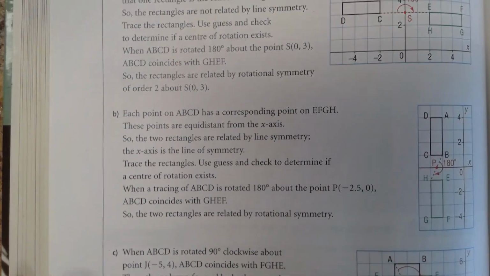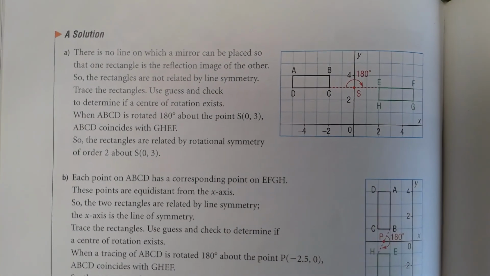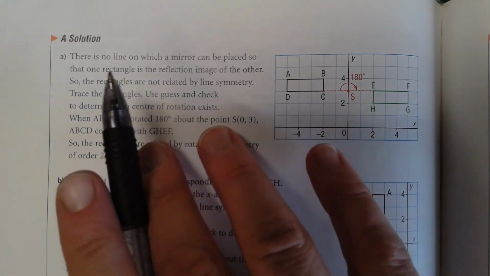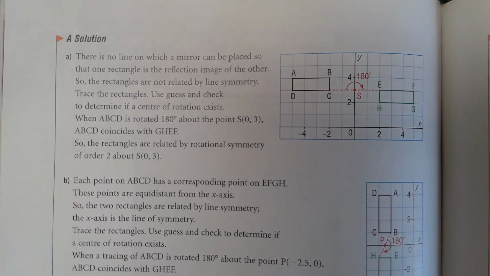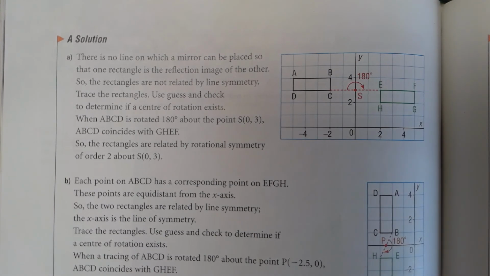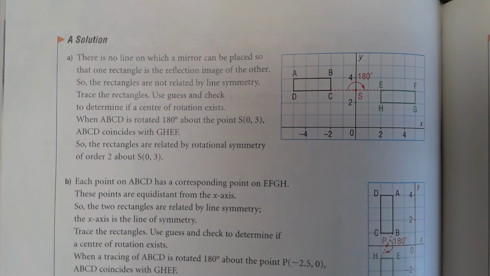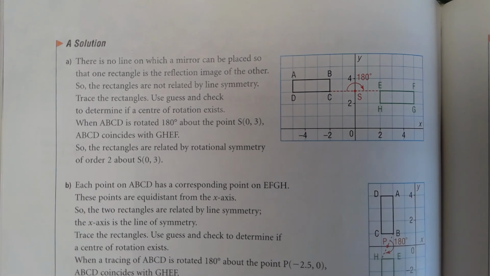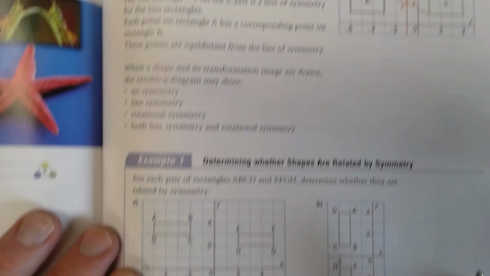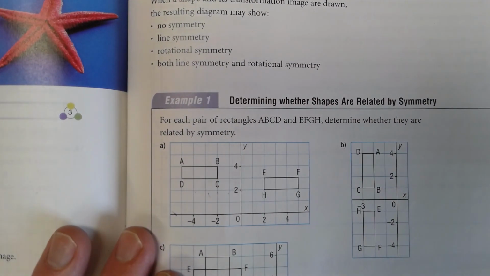Let's look at their explanation. There is no line, this is A now, on which a mirror can be placed so that one rectangle is a reflection of the other. So they're not related by line symmetry. So the question is then, are they related by rotational symmetry of 180 degrees? And the answer is yes, they are. Now let's go back and show you so that you understand.